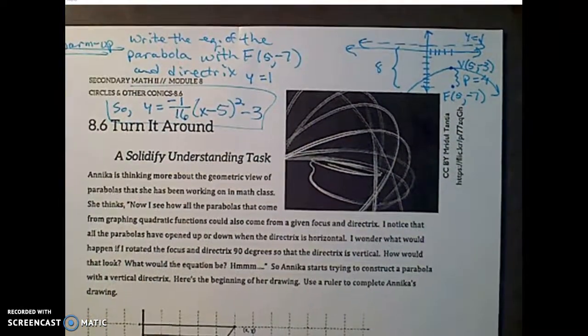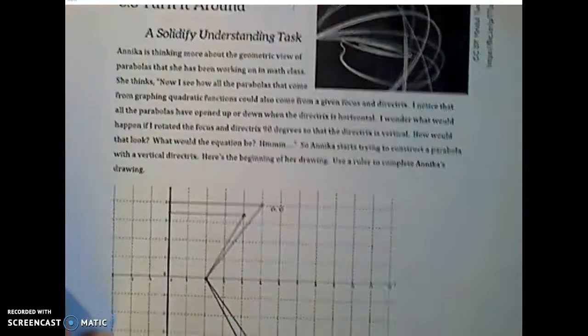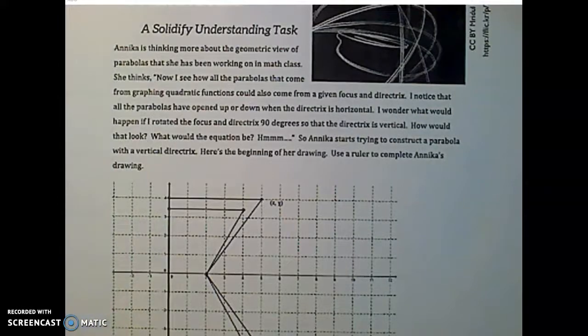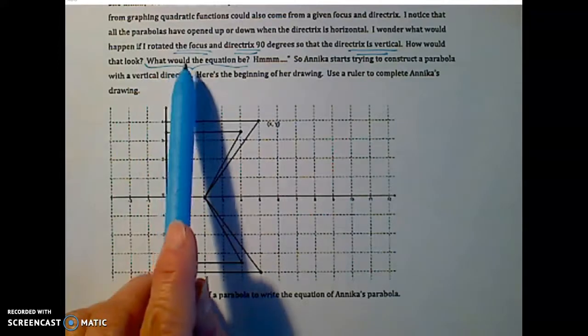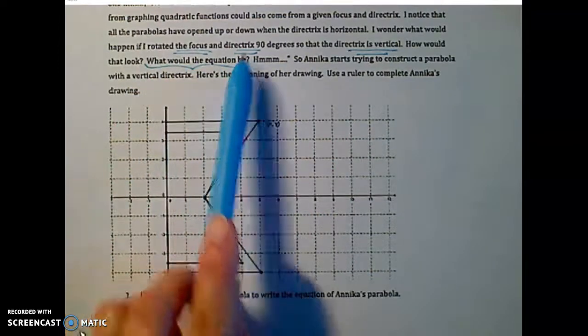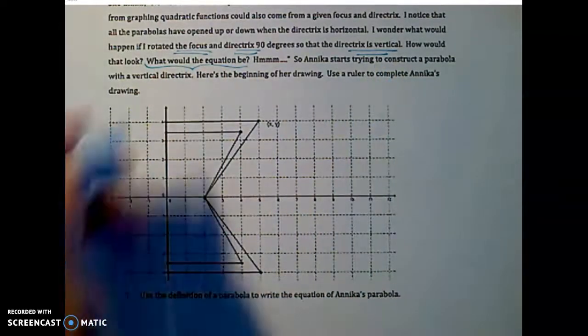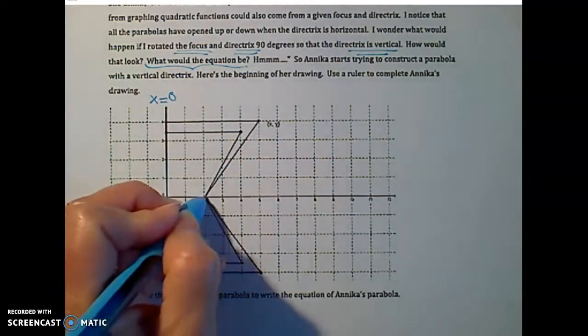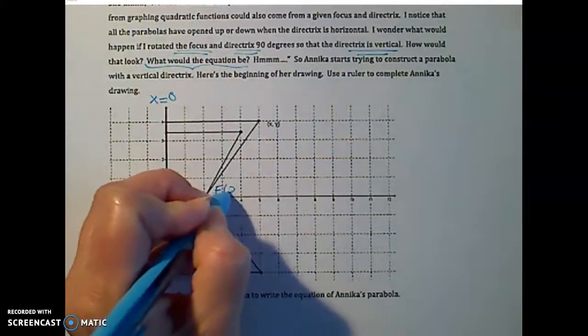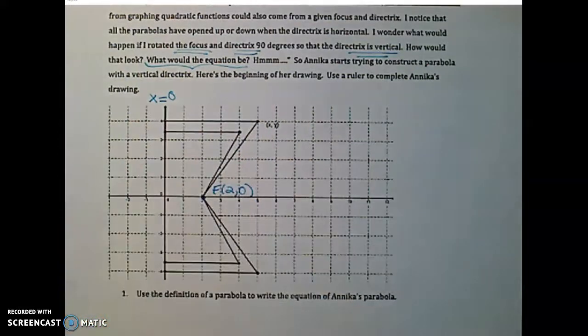Can you take a second and read this task as we turn it around today with our parabolas? I'm going to pause so you can read, and then we're going to find the equation of this parabola. Okay, so in this case, Annika rotated the focus and the directrix so that the directrix is vertical. So this is my directrix, now at x equals 0. This is my focus, if I can label it, at (2, 0). Please plot your vertex and then connect those equidistant points to form a sideways parabola.